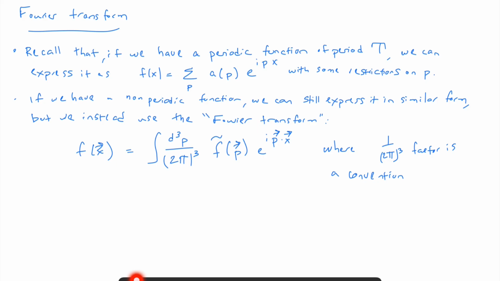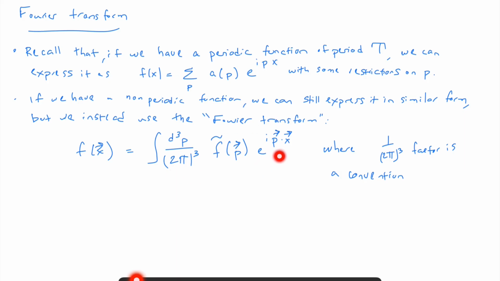If we have a non-periodic function, which if you think about it really means that if you go to infinity, the function could be periodic over infinity, but that's what a non-periodic function is. We can still express it in similar form, but instead we use the Fourier transform. It's kind of like the difference between discrete and continuous that we were talking about before. In a similar way, you can still express f of x as a sum of exponential functions, e to the i p x, but now that sum becomes an integral. So f of x can be expressed as this integral over here.